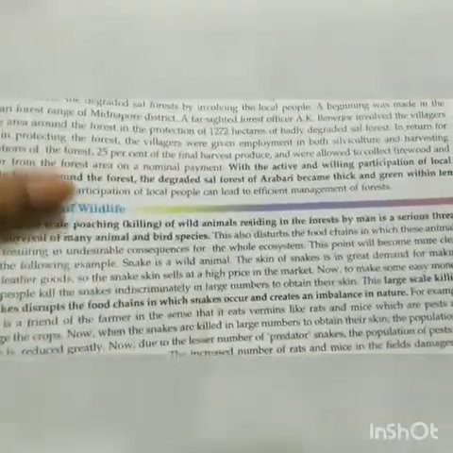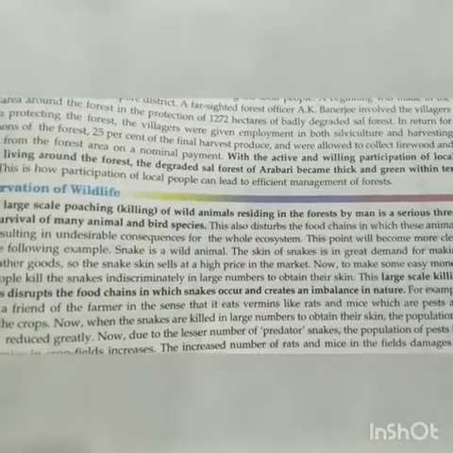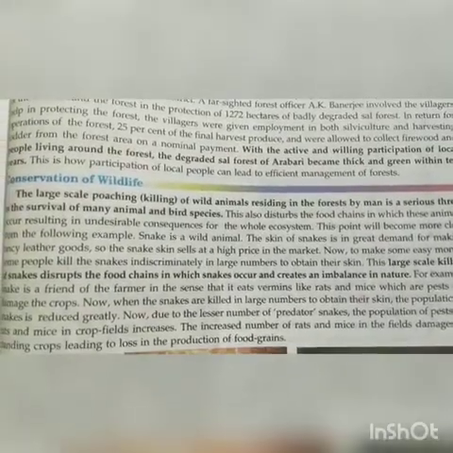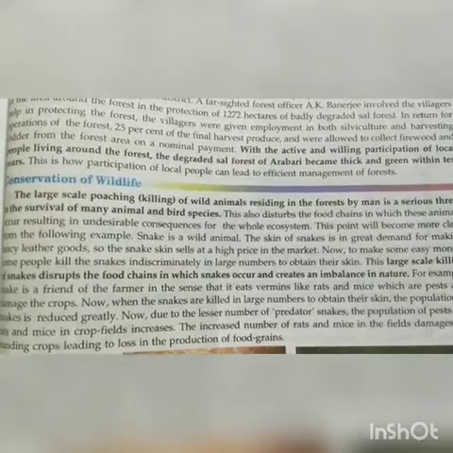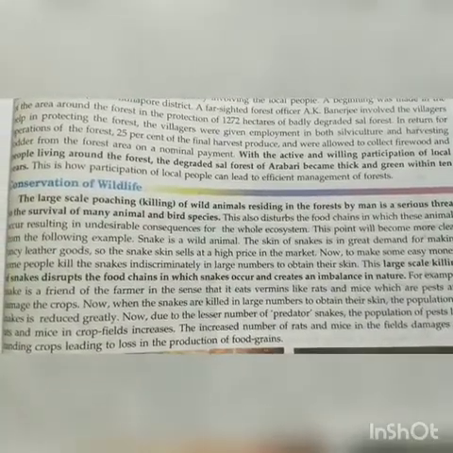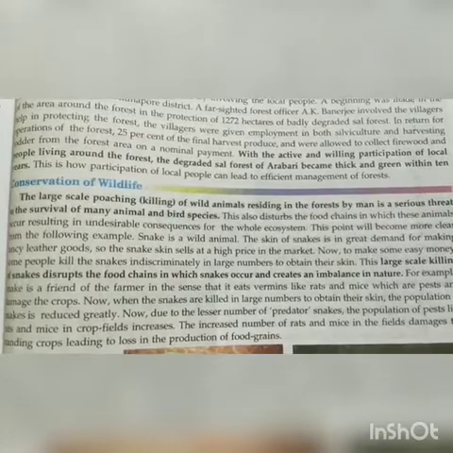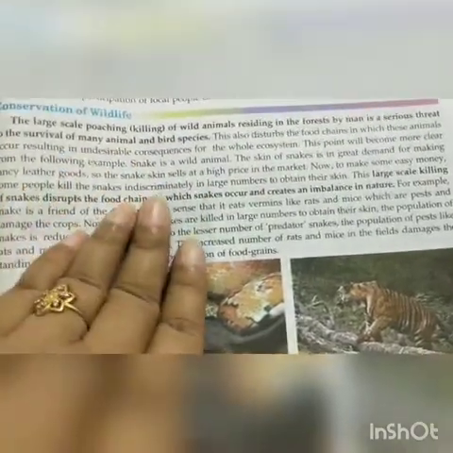Okay, so conservation of wildlife is required. Large-scale poaching and killing of wild animals in the forest by men is a serious threat to the survival of many animals and birds, because it disturbs the ecosystem of the environment. What will happen? All these things are related to each other. All the animals are interdependent, or related to each other, organisms which are present in a particular area. But if some animals are killed by some people, then the ecosystem of that particular area will be disturbed. Okay, here some example is given. By reading that example, these things will be more clear.